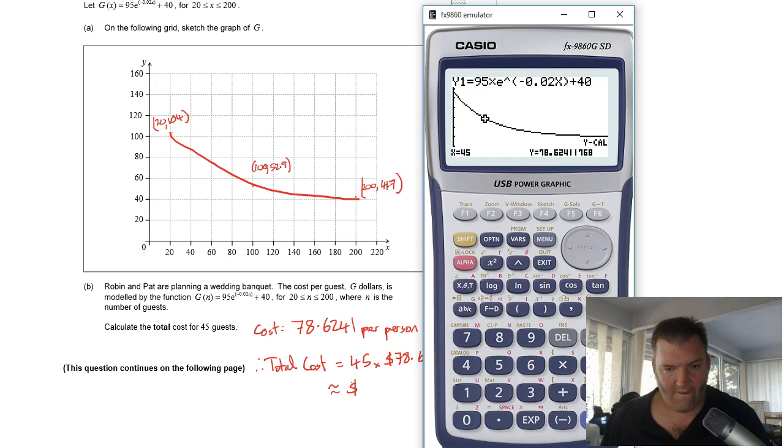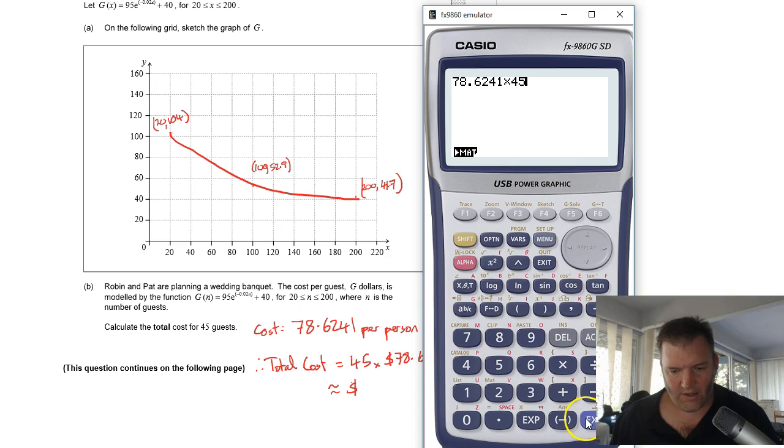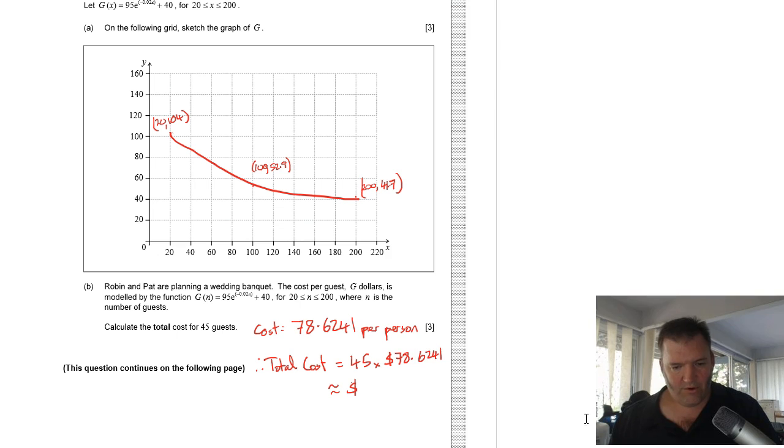Take 78.6241 and multiply that by 45. Get to my execute button eventually. 3538.08. Now again, these are approximate values, but we only go to 3 significant figures, so this is going to be $3,540. There we have our answer.